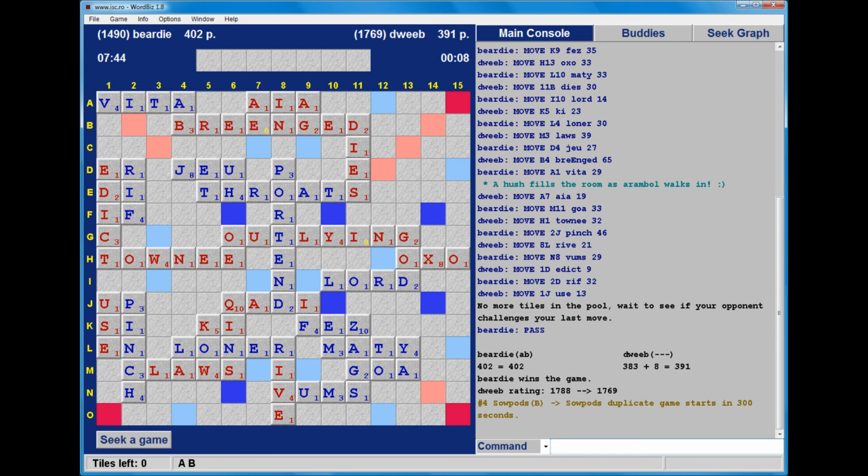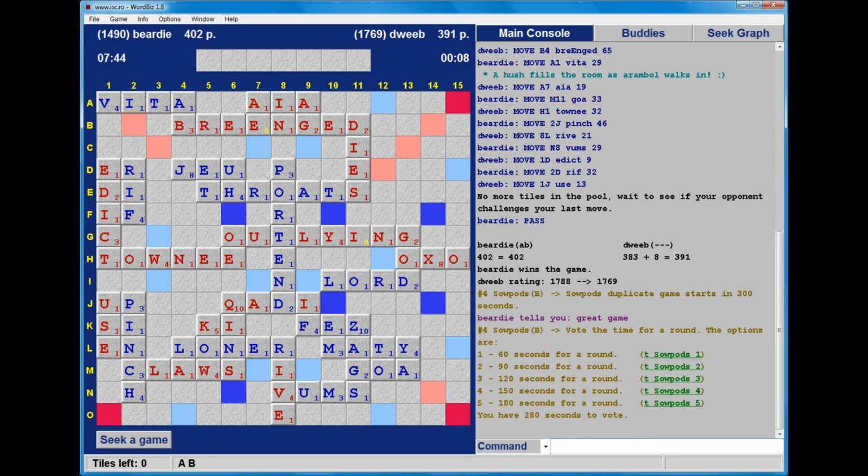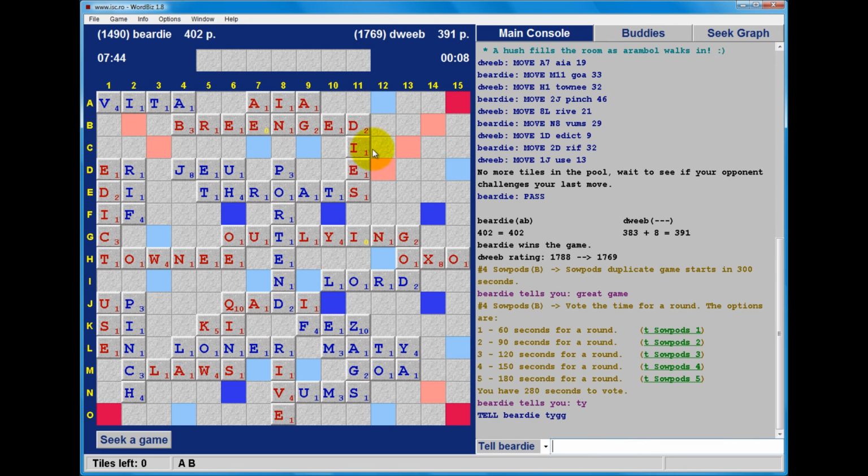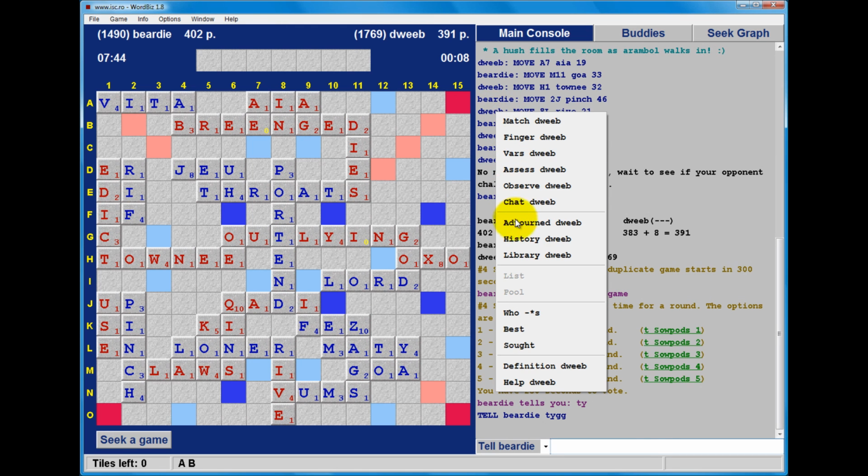Yeah, it was losing. My opponent scored well with Riff. He scored 32 points. We managed to put the F on the triple letter square that I provided to him by playing Edict, so perhaps I blundered at that point. We shall shortly find out as we review the game.